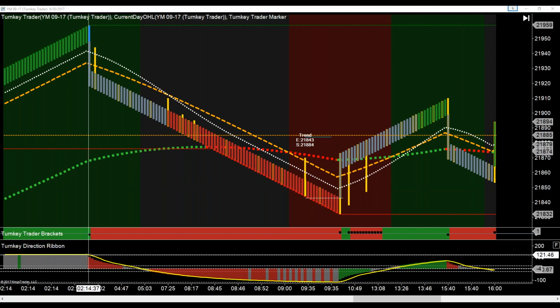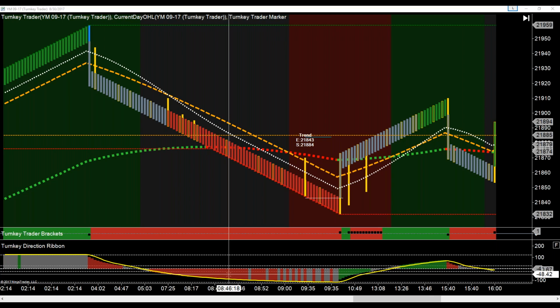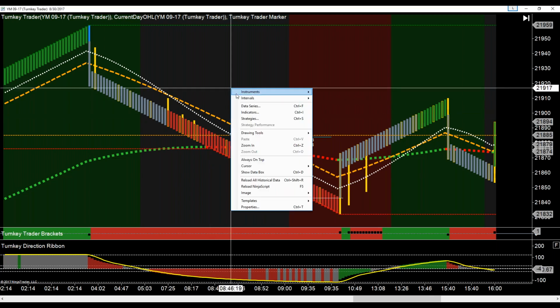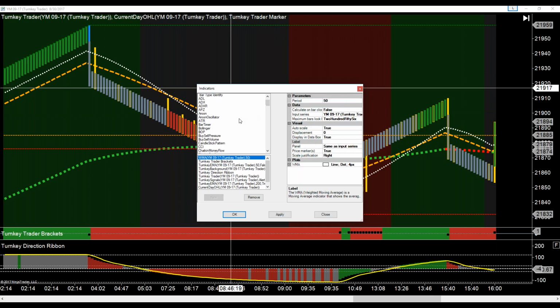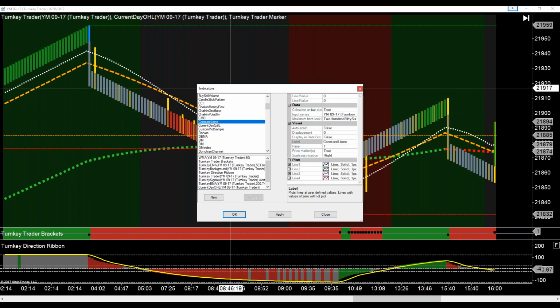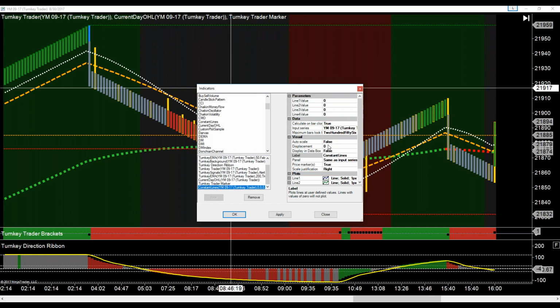So really something to keep an eye on as you watch the charts is look at your extremes. So what I recommend, I find this helpful for me, is to put a couple constant lines in my direction ribbon, just at 100, negative 100, 60, and negative 60.